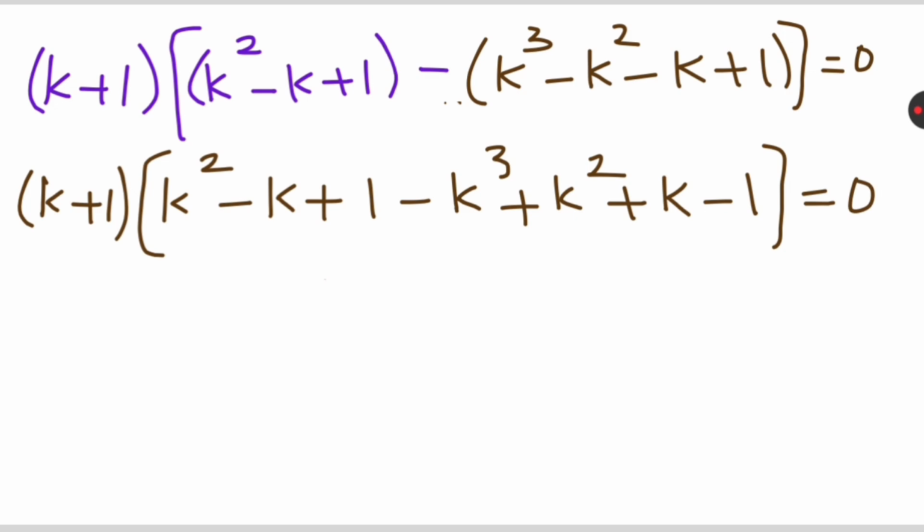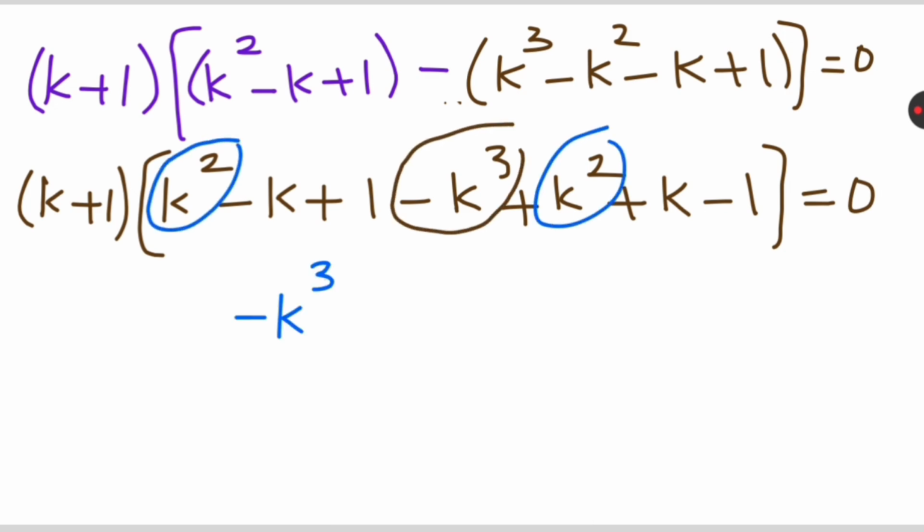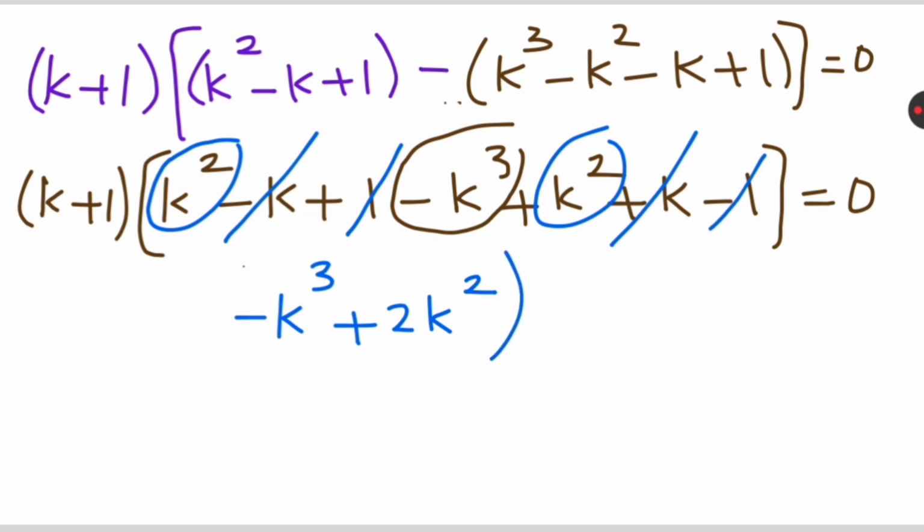Now observe, here we have minus k power 3 term. Here we have k power 2 and plus k power 2, which gives 2k power 2. Minus k plus k gets cancelled. Plus 1 minus 1 gets cancelled. So we are left with only minus k power 3 plus 2k power 2, and in the beginning we have k plus 1. That is equal to 0.